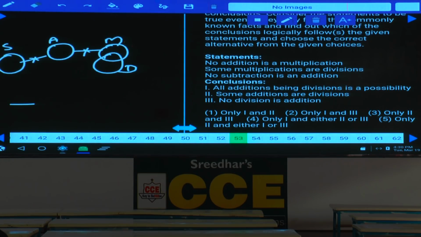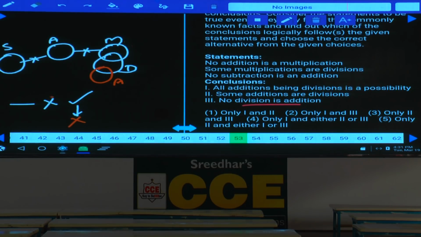Second, some additions are divisions. Addition is here, division is here, that is false. And no division is an addition, definitely true. As the third conclusion is true, in order to make this one false, now we need to prove its complementary pair. What is the complementary here? Some of the divisions are additions. Now tell me whether we can prove like that or not, some divisions are additions. Now addition cannot be intersected with multiplication. Tell me whether we can draw addition like this or not. By doing so, alternate diagram is proven, previous conclusion will be false.